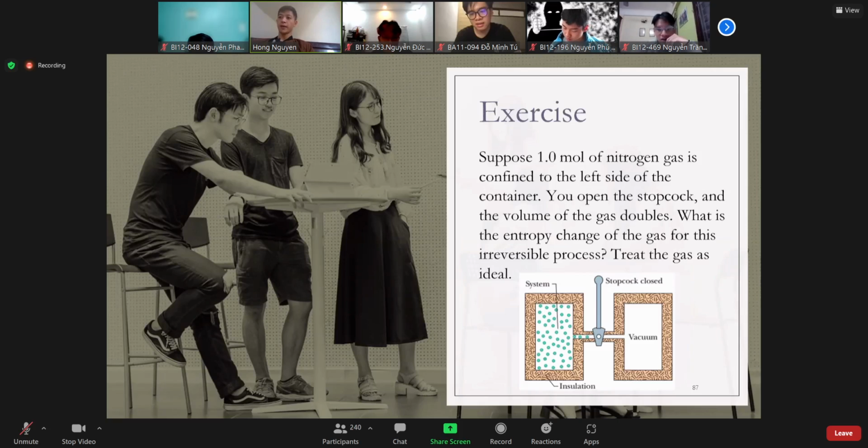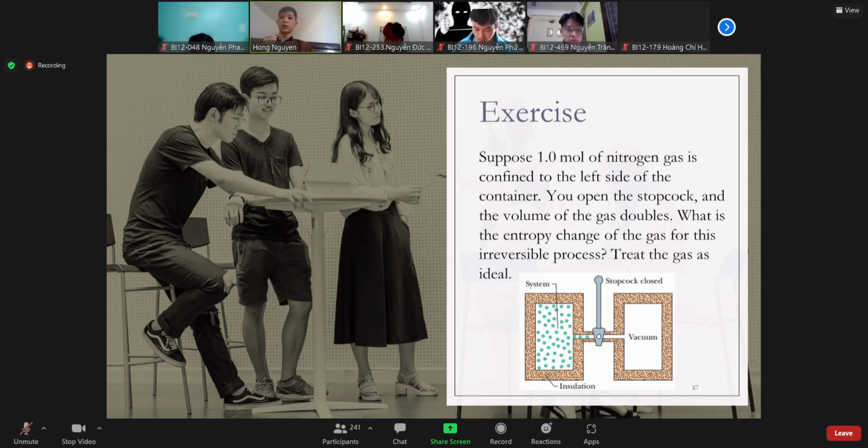Okay. Here, I have a similar exercise. So now I have 1 mole of nitrogen, which is confined to the left of the container. Here you will see that this is a free expansion. When we open the stopcock, of course, the volume of the gas will double, and there will be a change in entropy. And we know that this process is also irreversible, right? If we consider the whole system here is also irreversible, then how to solve this question?